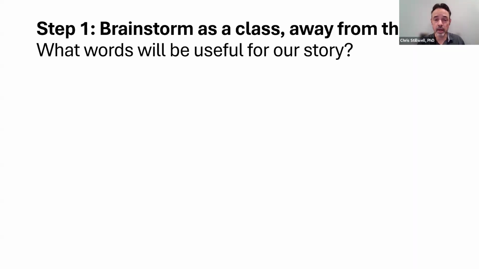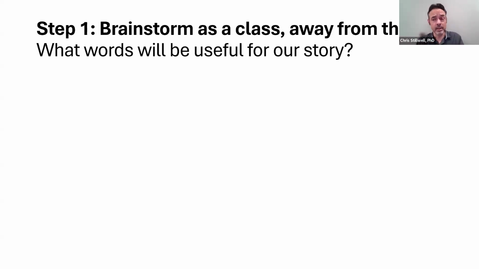And so the first step was, as a class, we brainstormed. We tried to think of ideas on our own with no AI. And so the first thing we thought is, if we make a story about a haunted house, what words will be good for the story? What are some possible words?